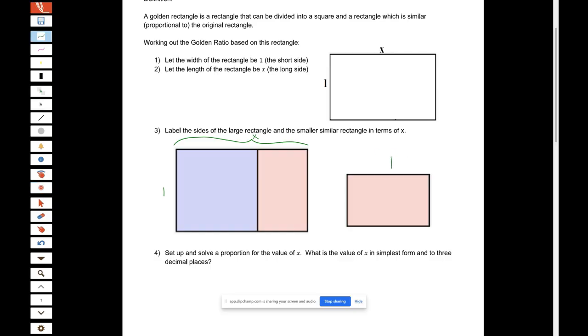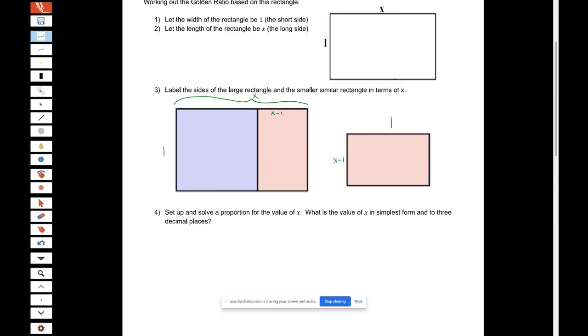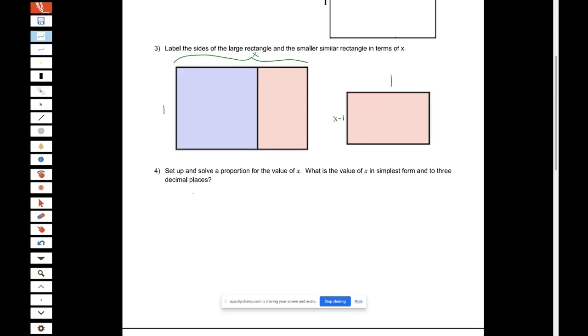All right, and then if this side is 1, this side is 1, so this is going to be x minus 1, which means this is x minus 1 because it's the short side of the smaller pink rectangle. So let's set up and solve a proportion that will give us the ratio of the long side to the short side in a golden rectangle. So I'm going to say x to 1, long side to long side, is equal to short side to short side. So that's going to be 1 to x minus 1.